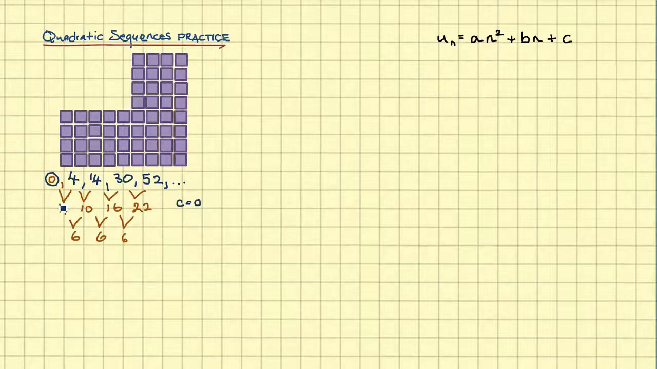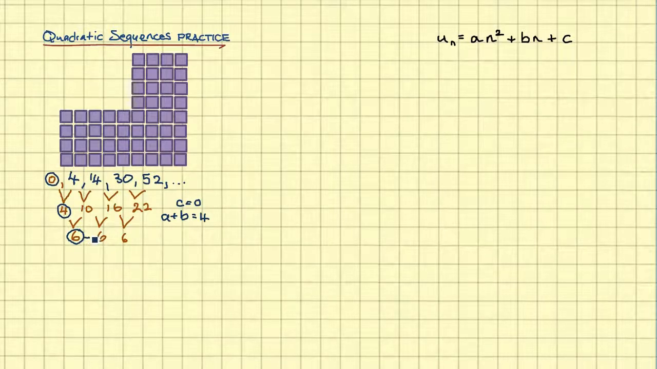Now I can get a plus b, because a plus b is going to be my first difference between 0 and 4, the 0 term and the first term. So it's going to be this one here. So a plus b, and check out the tutorial on this if you're not sure how this works. But a plus b is going to give me 4.